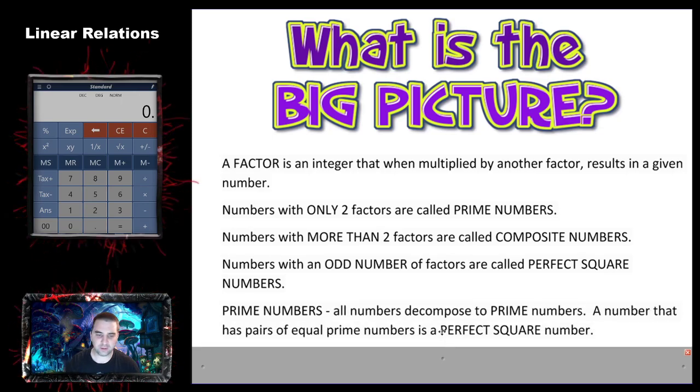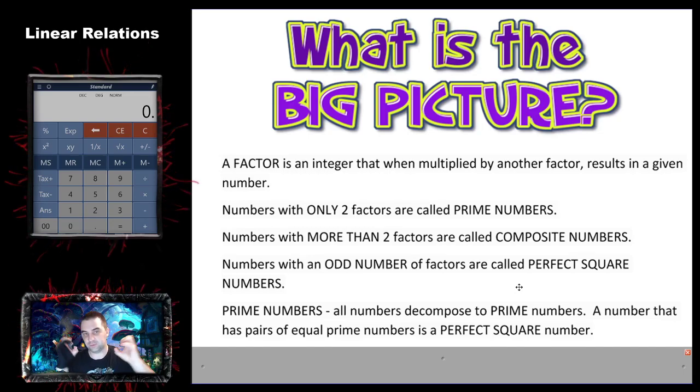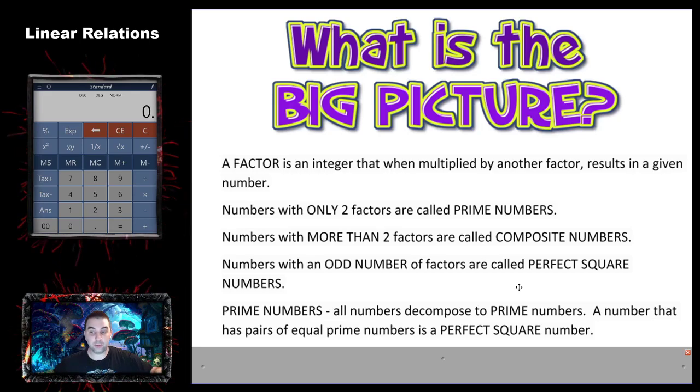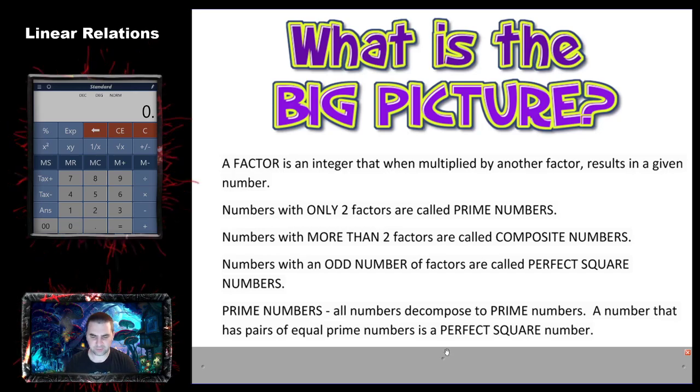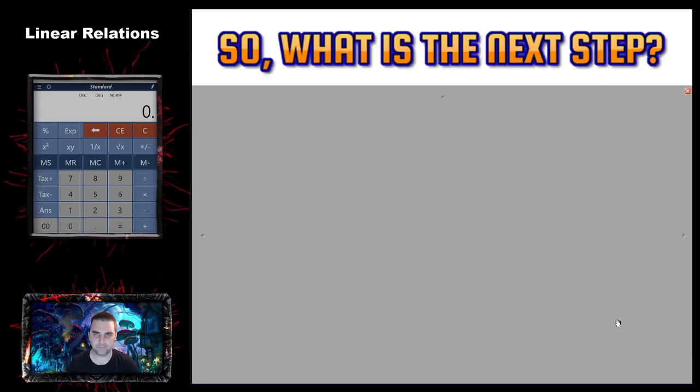All numbers decompose to prime numbers. And what that means is you can take a big number and break it down into smaller bits, and if those smaller bits are prime, they'll all multiply together to get that big number all over again. So that's mostly what we're going to be looking at in this video. Okay? And a number that has pairs of equal prime numbers is a perfect square number.